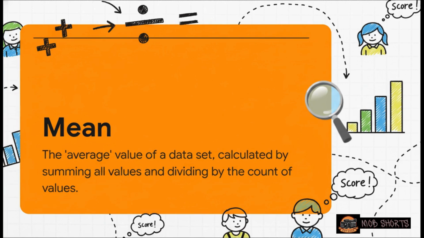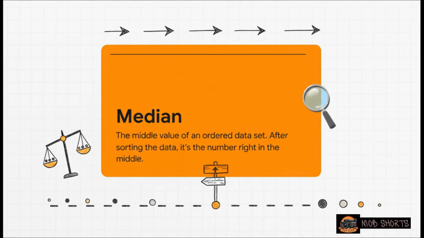Super simple, super common. Now, our second tool is the median, and the name kind of gives it away. Think medium, like the middle of the road. But here's the key. You have to line up all the scores first, from the lowest to the highest. The median is the number that's sitting smack dab in the middle of that lineup. It's the true halfway point.